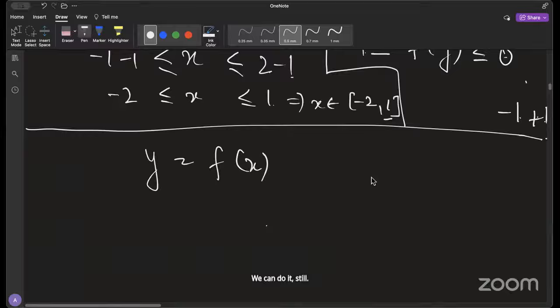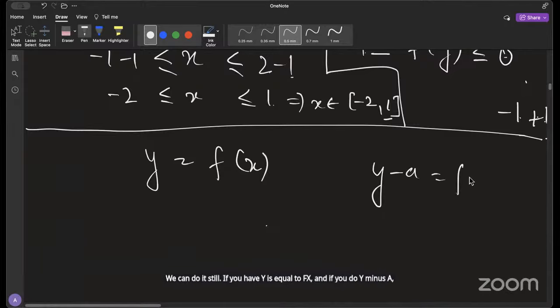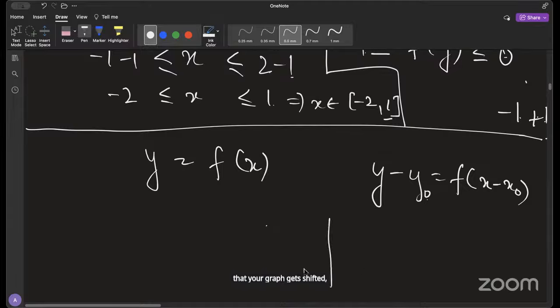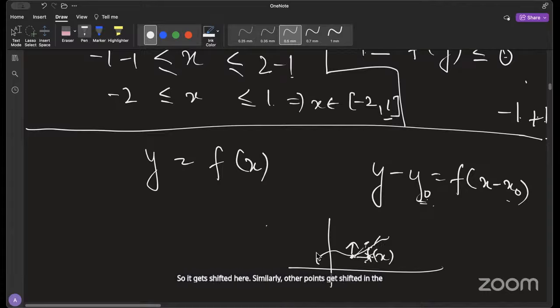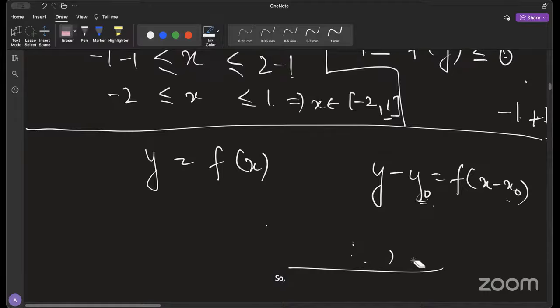If you have y equals f(x), and you do y minus y naught and x minus x naught, then this simply means that your graph gets shifted. If y equals f(x) is this graph, then this graph gets shifted y naught units upwards because y naught is subtracted from y, and x naught units to the right. So this point on this graph gets shifted x naught units here and y naught units here, that means somewhere here. Similarly, other points get shifted in the same manner. So that's exactly what we're doing here, right?